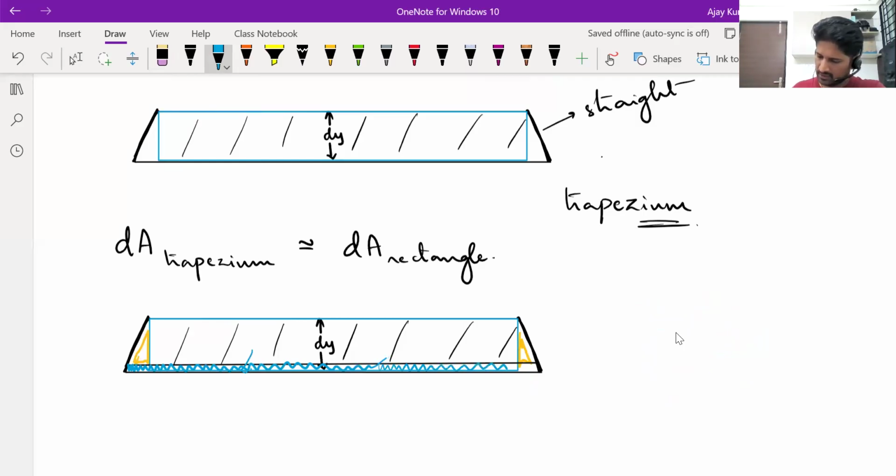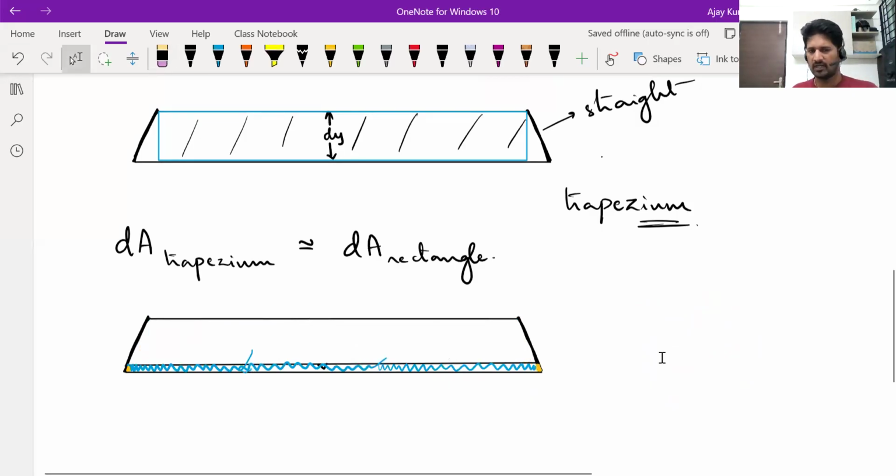Okay, this becomes a rectangle, and the triangular part that you're missing out is not even noticeable. Look at the small yellow part that I have drawn now, not the one which was drawn before. So you won't even notice what you're missing out on either side, the triangular part. So the area of this trapezium is approximately equal to the rectangle's area itself.